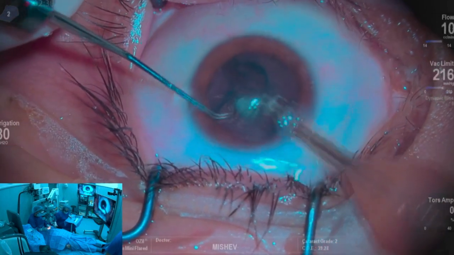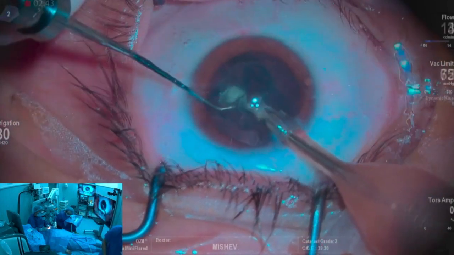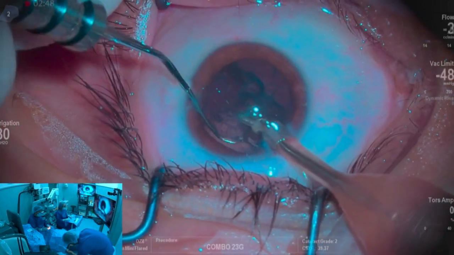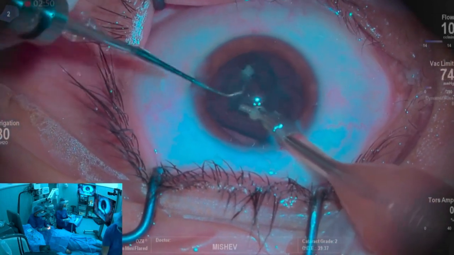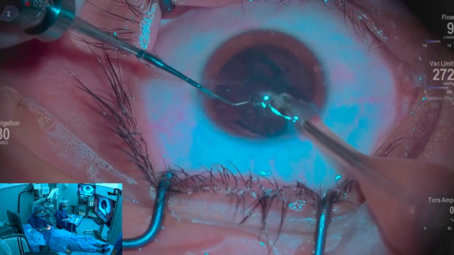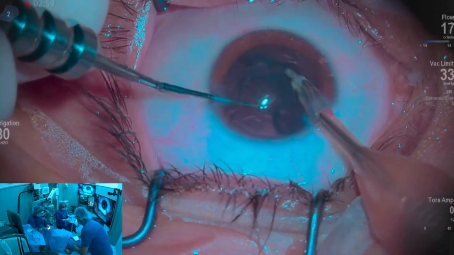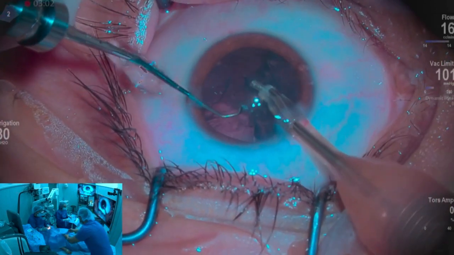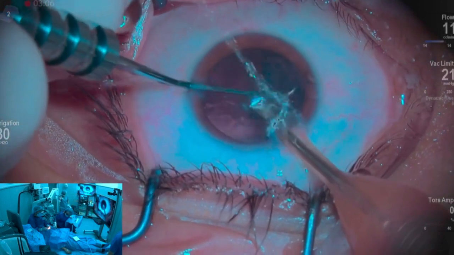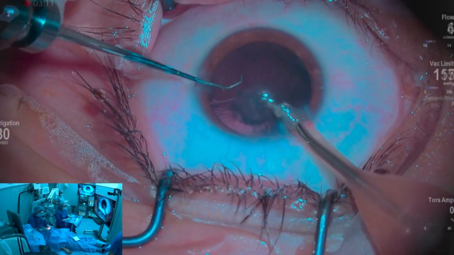Now, the other thing is that I don't rotate at all after the gentle hydrodissection, because the rotation can open up the thin capsule, because the pressure that we can induce with the chopper can open it up. Again, low vacuum settings, avoiding fluid waves and high pressure in the AC. And obviously, this is a really soft lens.